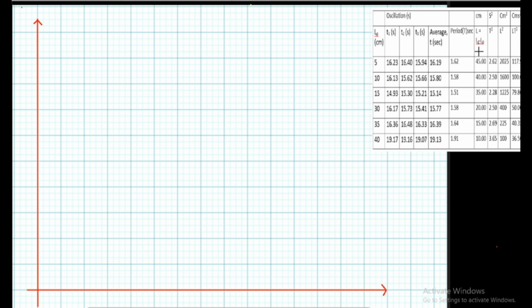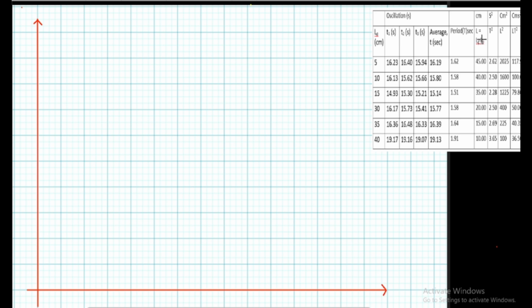Then here we have L equals Lg minus Lp. Now in this experiment, the first thing you'll be required to measure is the position of the meter rule at the center of gravity. So how do you go about that? You simply place the meter rule on the knife edge, and the point where the meter rule balances without tilting in either direction is what we call the position of the center of gravity. So you record that down.